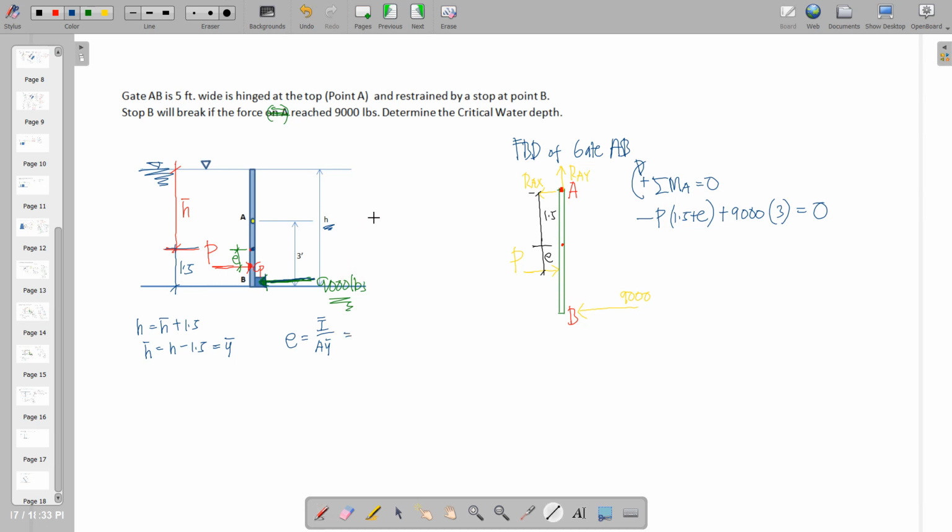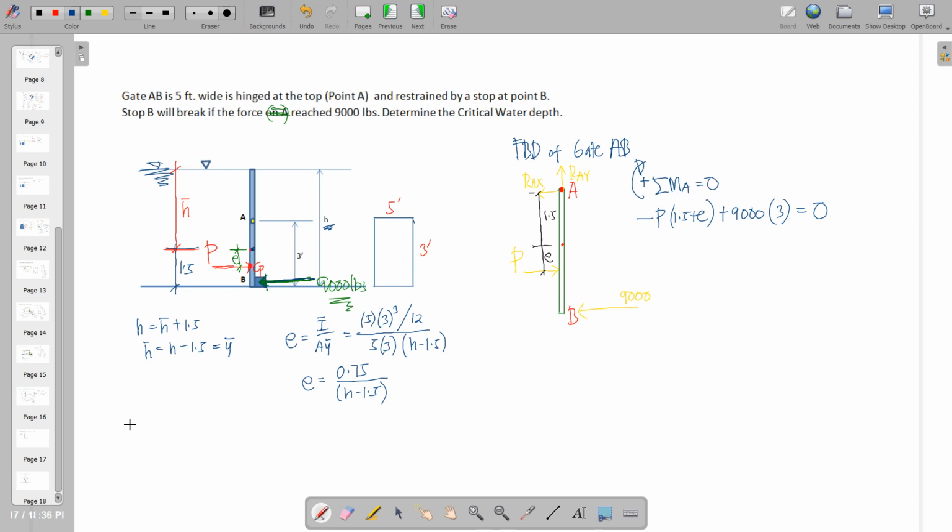So we take note that we have a rectangular shaped gate here that is 5 feet wide by 3 feet in length. So the base is 5, height is 3, that is all over 12, times 5 by 3, times Y bar, which is H minus 1.5. So by manipulation, we can have E in terms of H.